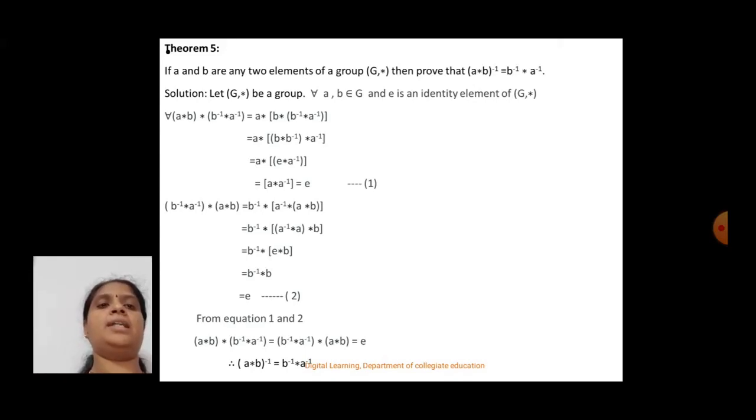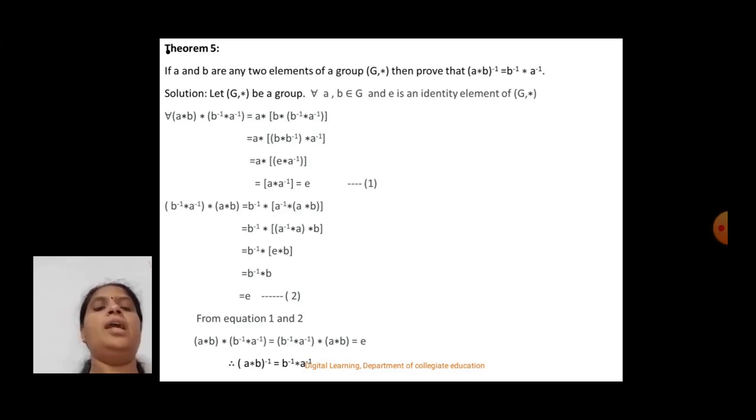The next theorem is: if a and b are any two elements of a group (G, star), then prove that (a star b) inverse is equal to b inverse star a inverse. So let (G, star) be a group, for all a, b belonging to G, and e is the identity element of (G, star). We have to prove that (a star b) inverse is equal to b inverse star a inverse.